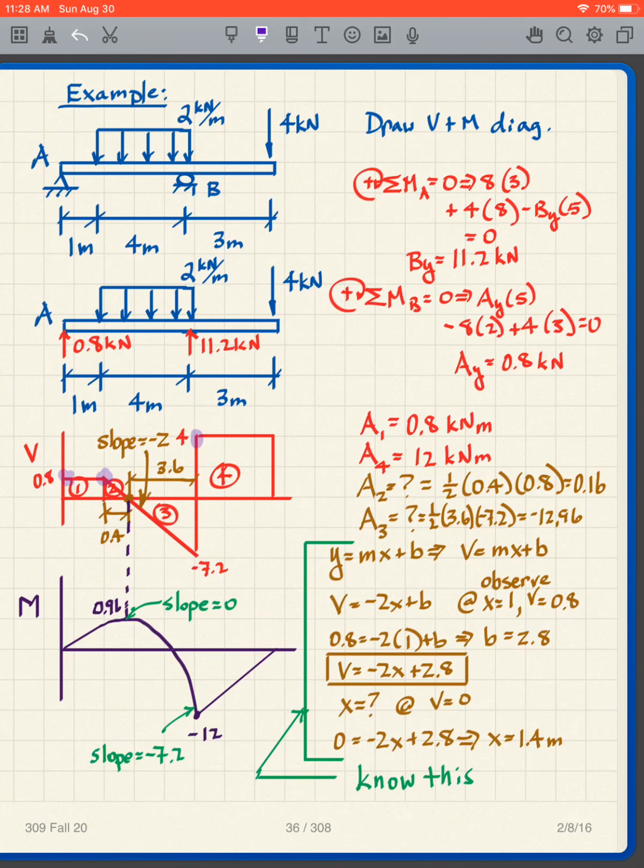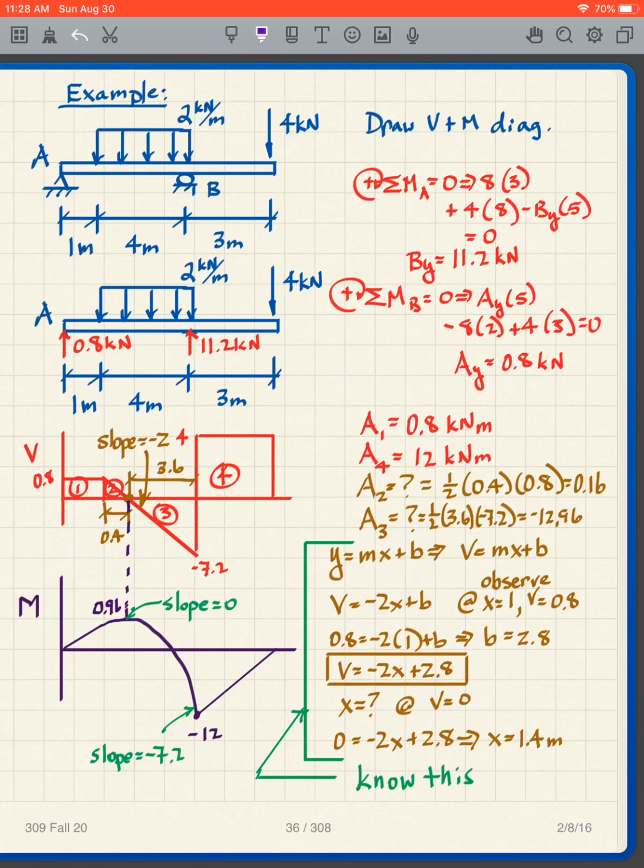So I'm going to use this point here, which is x equals 1, v equals 0.8. I plug this in: there's v equals 0.8, there's x equals 1. I solve for b, and I get b is equal to 2.8, giving me the equation. That line is negative 2x plus 2.8.